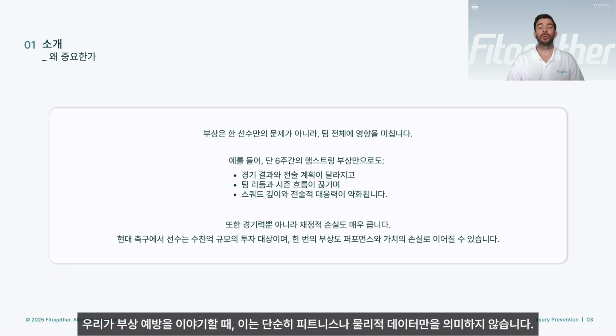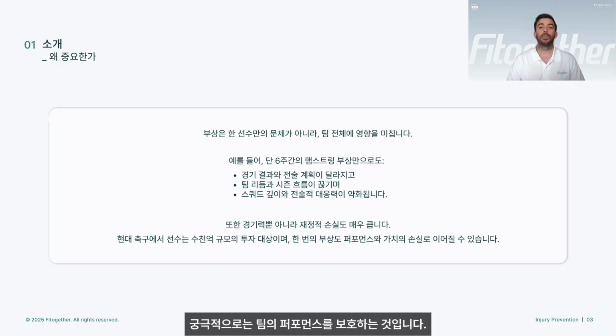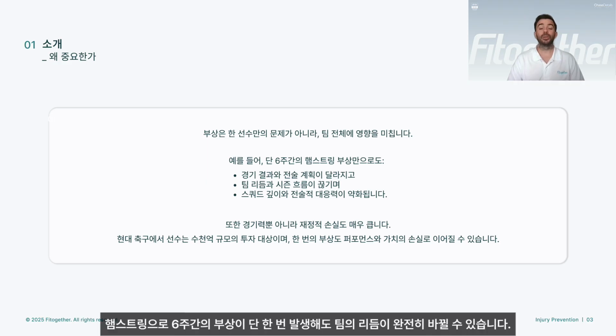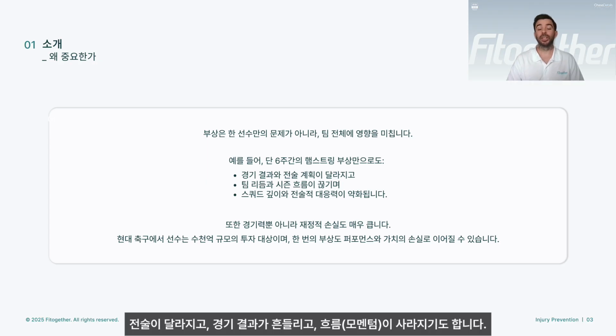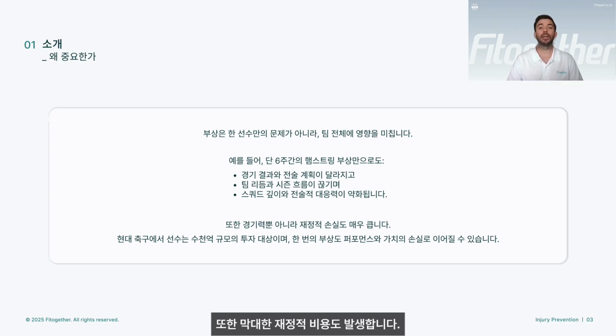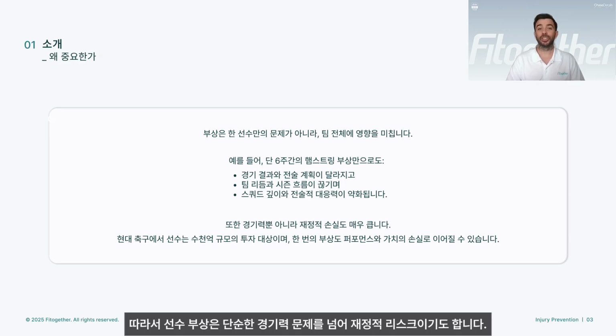When we talk about injury prevention, it's not just about fitness or physical data, it's about protecting performance. A single 6-week hamstring injury can completely change the rhythm of your team. Tactics shift, results change, and your momentum disappears. Beyond that, there's a huge financial cost. Clubs invest the majority of their budget into these players. So every injury isn't just a sporting setback, it's a financial risk.